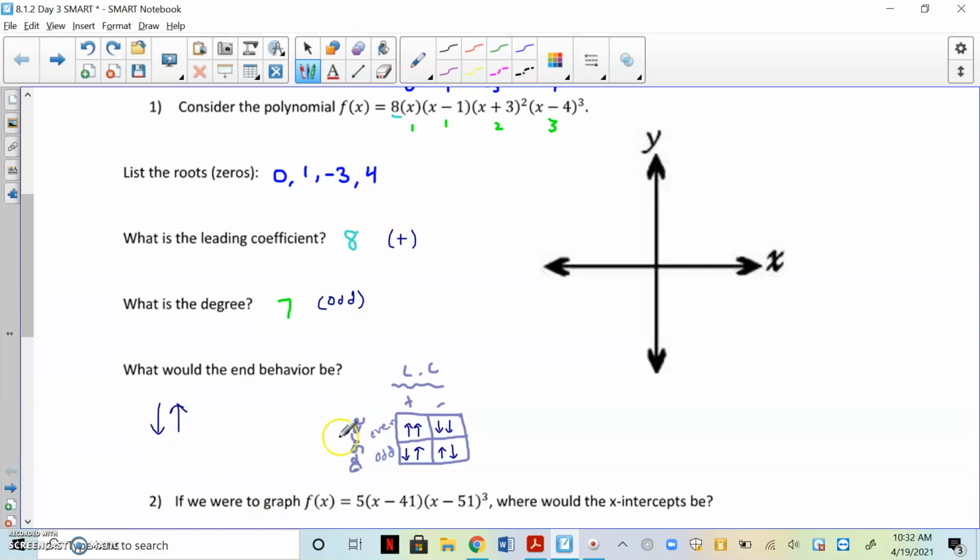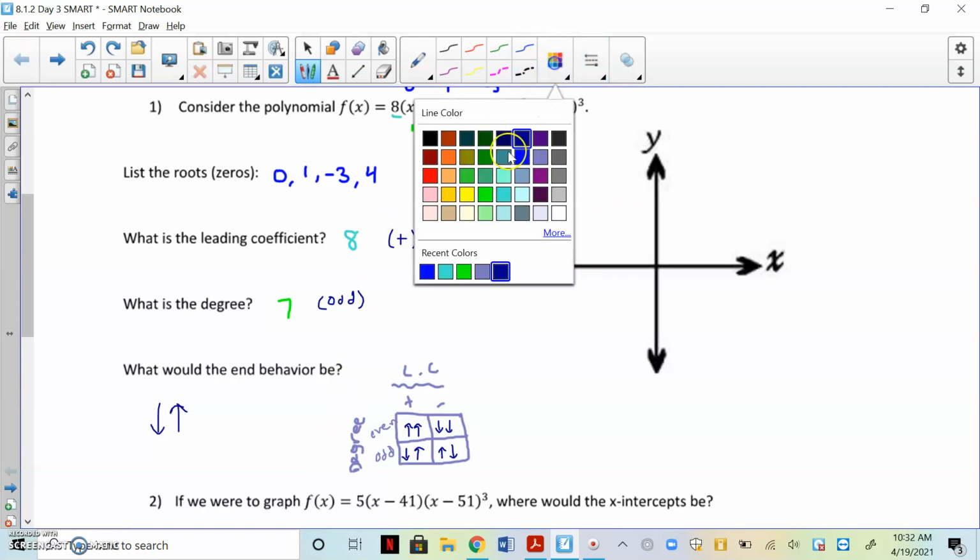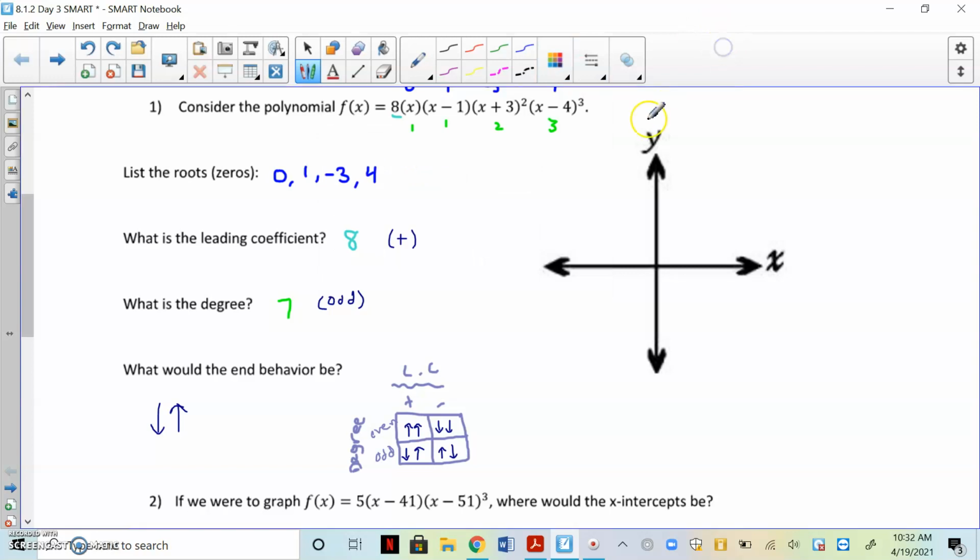All right, that being said, we can go ahead and start sketching our graph. Let's start by labeling all of these on our x-axis. So we got a 0 here. We'll put 4 over here. So 1 can be right here.